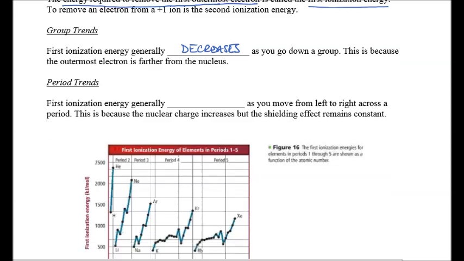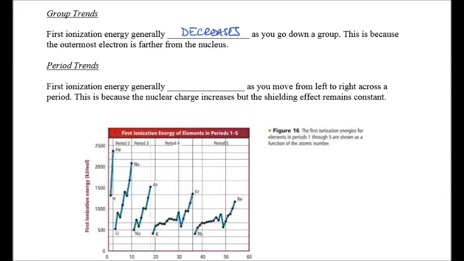But within a period, as you go from left to right, the atoms are getting smaller and you're getting more protons that can pull on the outer electrons. So it's harder to remove an outer electron. So you need more energy. First ionization energy generally increases as you go across the period from left to right.